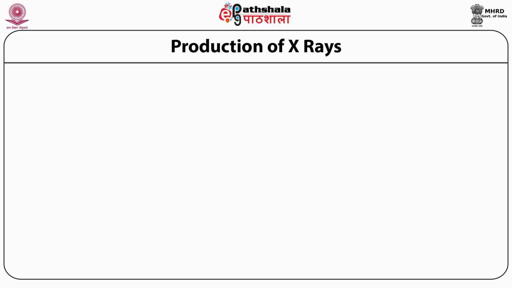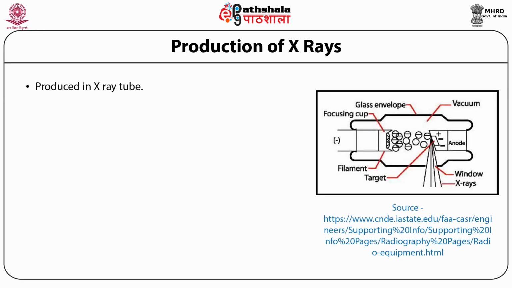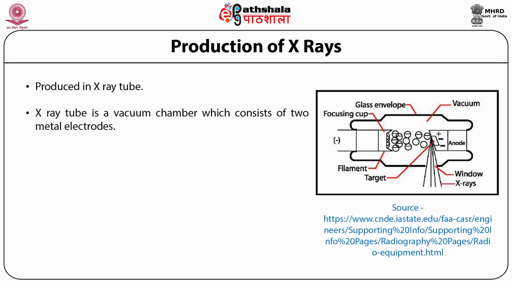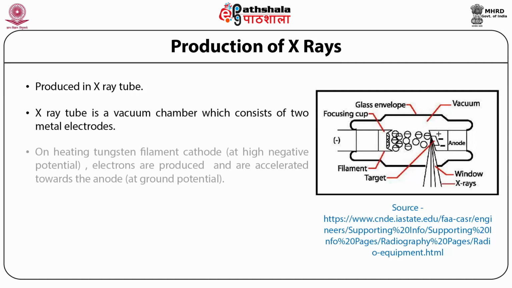The production of X-rays. X-rays are produced in an X-ray tube. An X-ray tube is a vacuum chamber which consists of two metal electrodes. On heating the tungsten filament, the cathode, which is present at high negative potential, electrons are produced and are accelerated towards the anode, which is present at ground potential.